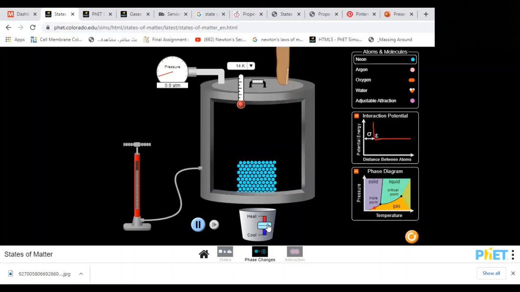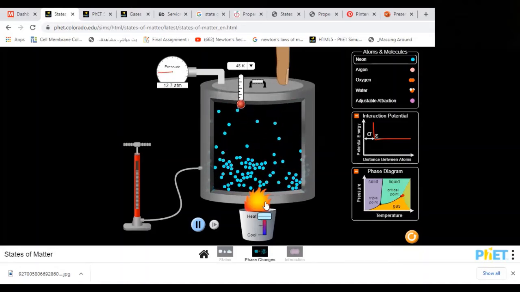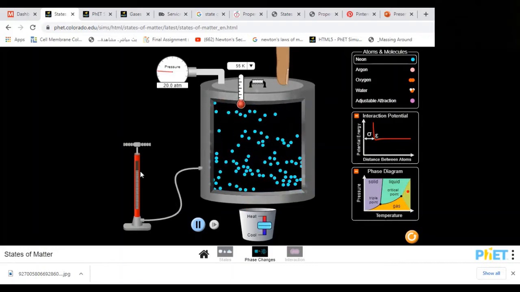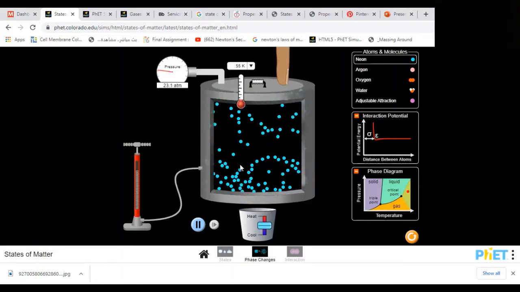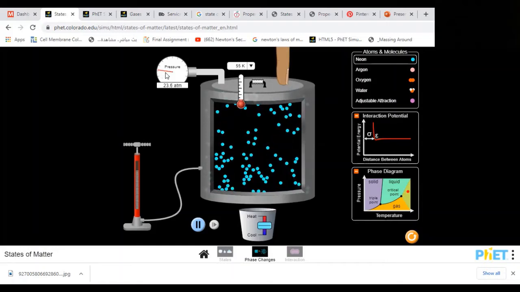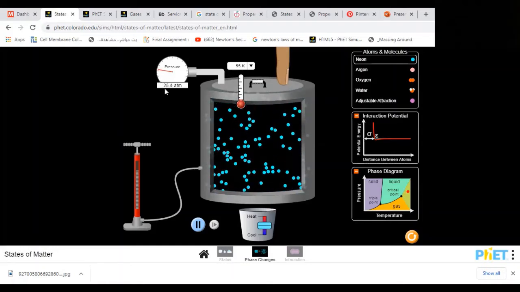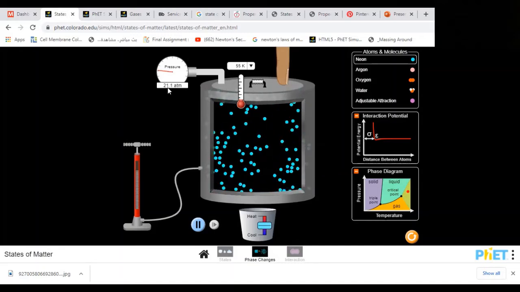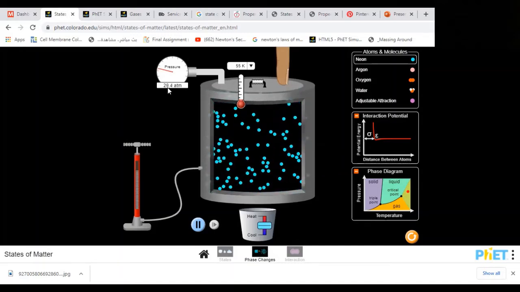Let's have it in gas again, because it's more clear in gas. Okay, now once it is gas, let's wait till the pressure is almost constant. Okay, it's about from 23 to 25 maximum.